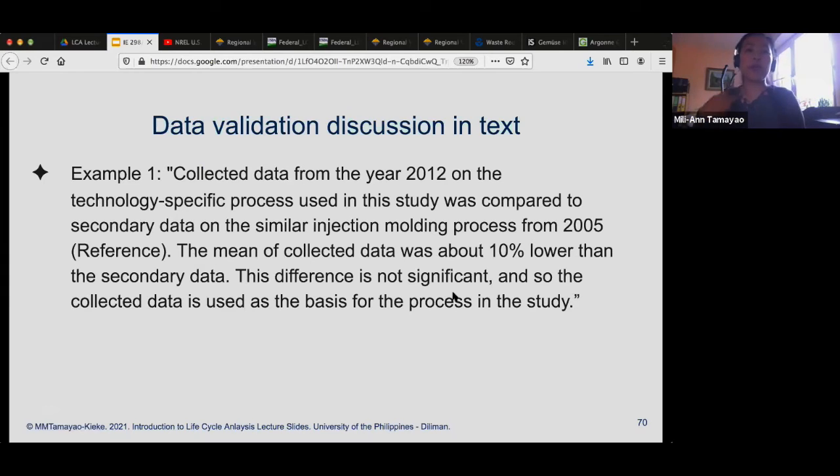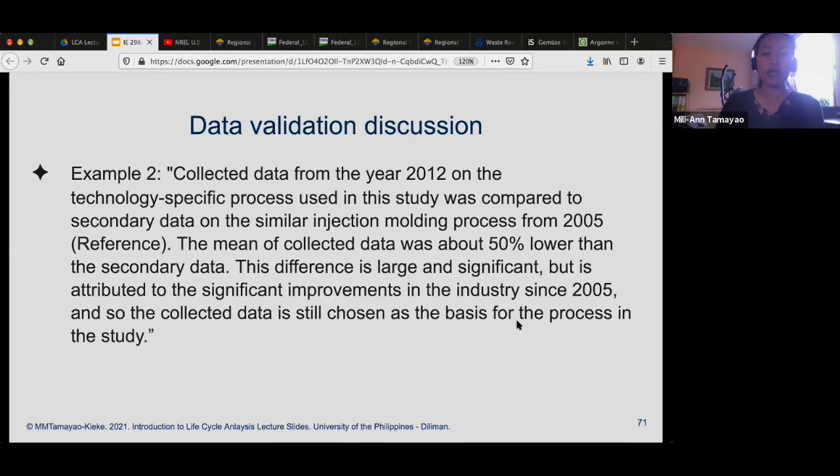So for example, you can include something like this: collected data from the year 2012 on the technology-specific process used in this study was compared to secondary data on the similar injection molding process from 2005, and then you put the reference. The mean of the collected data was about 10% lower than the secondary data. This difference is not significant, and so the collected data is used as the basis for the process in the study. Or it could go something like this.